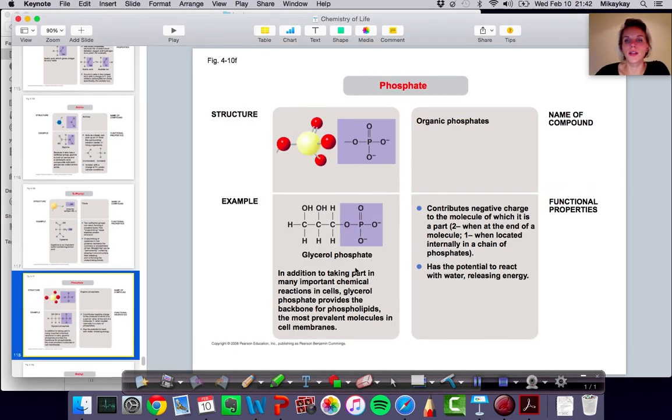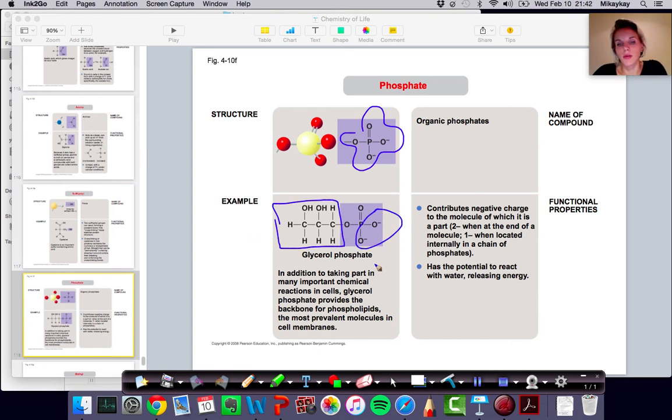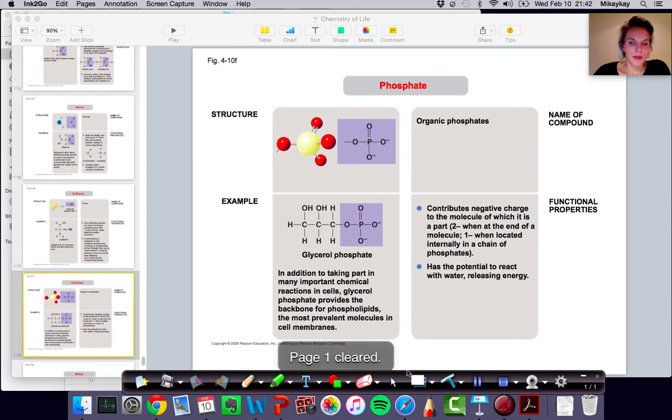Next group, phosphate. Phosphate, as you might already remember, is a phosphorus with 1, 2, 3, 4 oxygens attached to it. It is actually an ion. Sometimes, though, it will connect with another part of the molecule. These oxygens will still have a negative charge, but they will be part of this compound. We call these phosphates, and they are a really important part of cell membranes. And I think we're on to our last group.